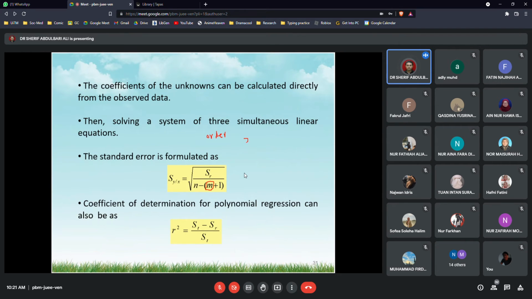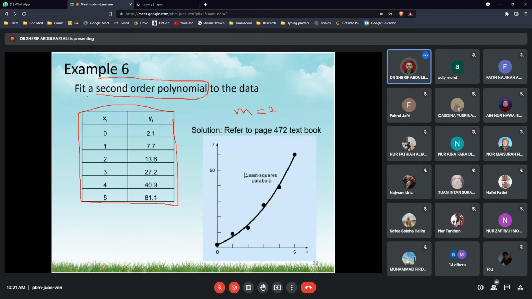Polynomial order. You have second order, third order polynomial. So it's referred to this number. In our example here, they are asking for a second order polynomial, so this means m is equal to 2. If the question is asking for the third order polynomial, this means m is equal to 3. Clear? All right, so thank you, clear.